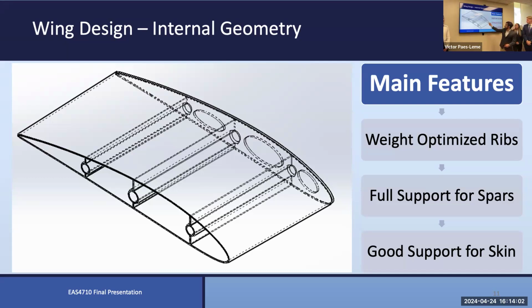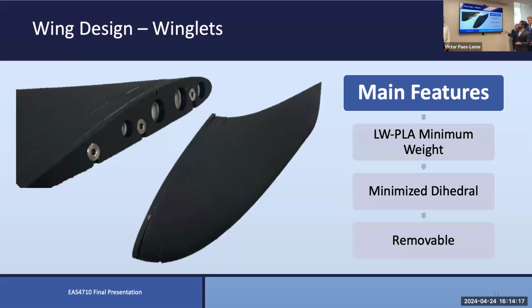Finally, we have a full support for the spars. We use this at first for a different reason, but it was very useful for our manufacturing process, and it also reduced the bearing stress when the carbon fiber spars are acting on the wings. For the winglets, we use lightweight PLA to minimize the weight, especially important given the fact that it is out on the edges.